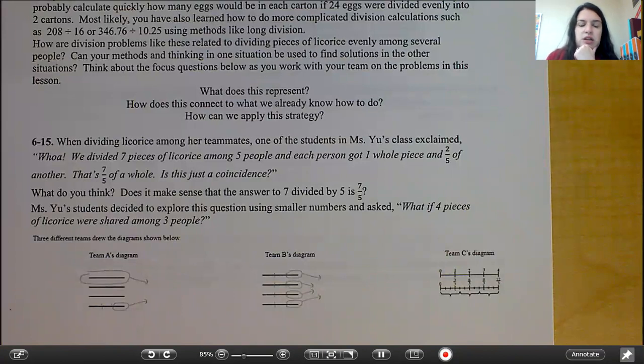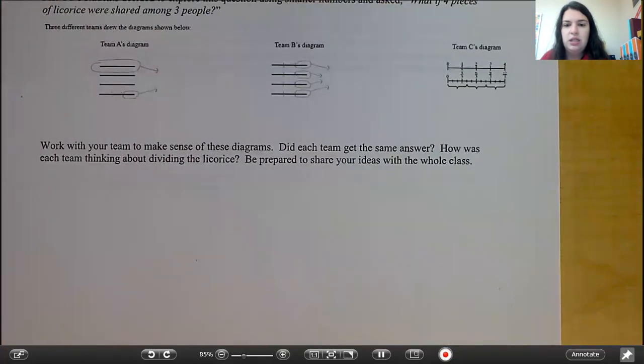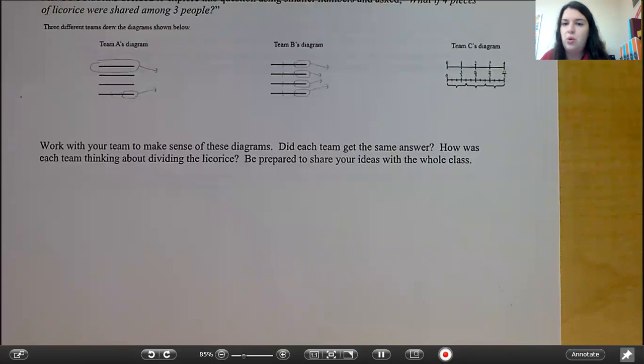Mrs. Yu's students decided to explore the question using smaller numbers and asked, what if 4 pieces of licorice were shared among 3 people? Work with your team to make sense of the diagrams. Did each team get the same answer? How was each team thinking about dividing the licorice? Be prepared to share your ideas with the whole class.